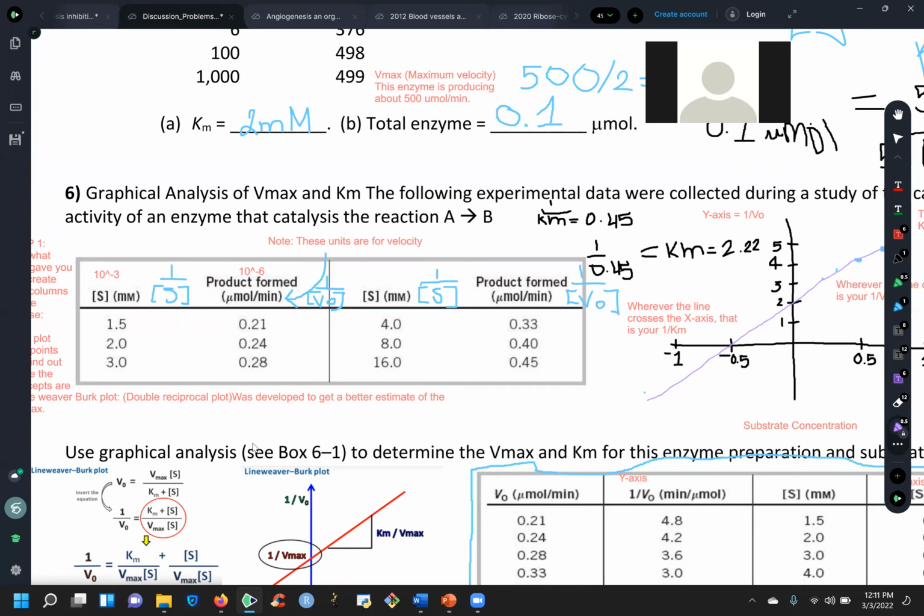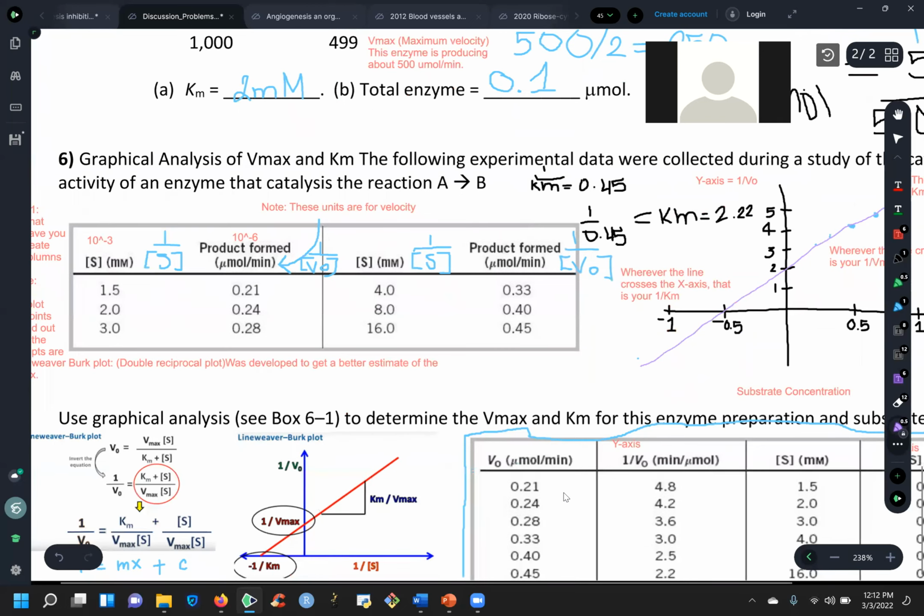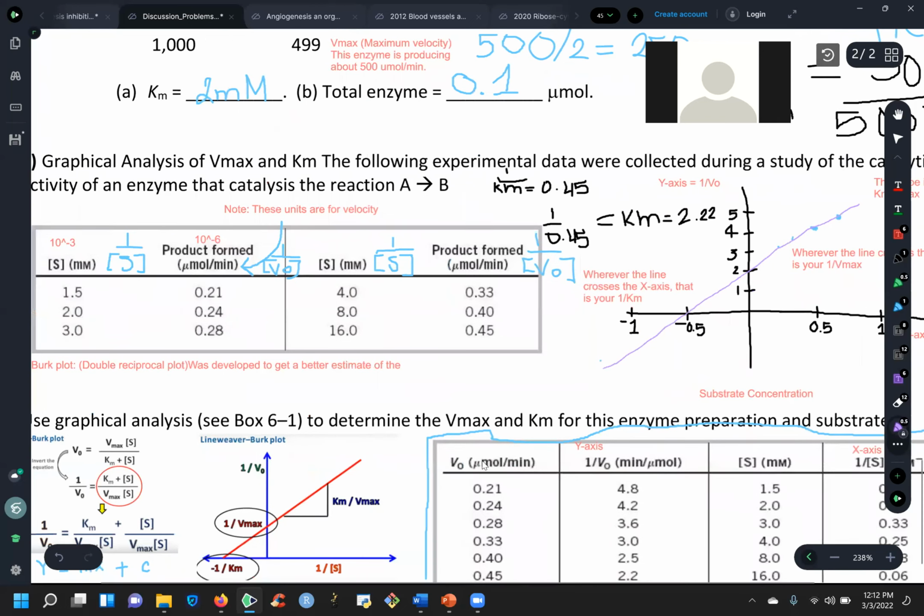So the first thing you have to do, you have a question? No? Oh. So the first thing you have to do as a student is get the inverses. So I like to throw in an extra column, and so it's down here for you. They started with V naught, but just make your columns. So we have all the V naughts, which was the product formed. They don't tell you that that's V naught, so I went ahead and wrote it for you in blue. So you have to make the column. So you have V naught, and then you have 1 divided by V naught. And that gives you your y-axis.